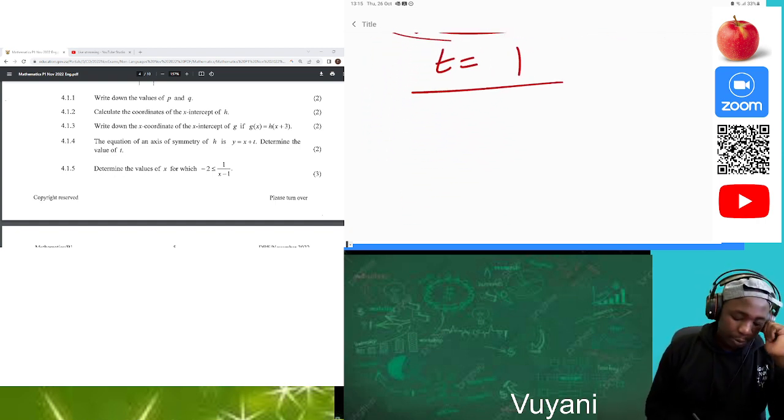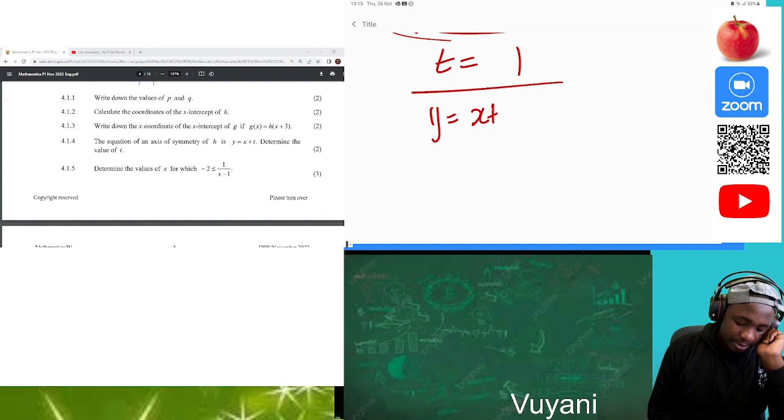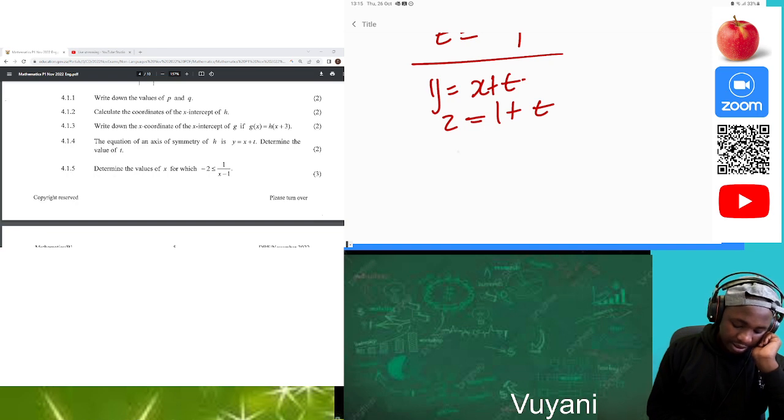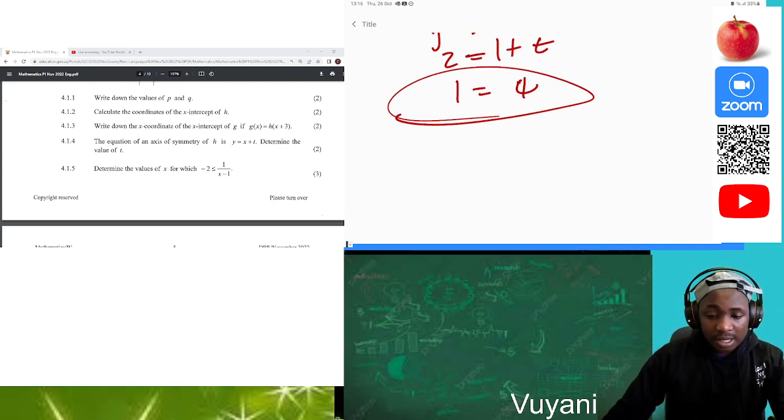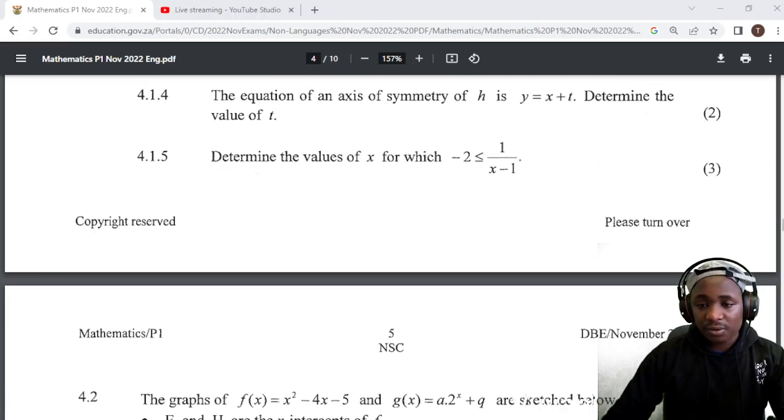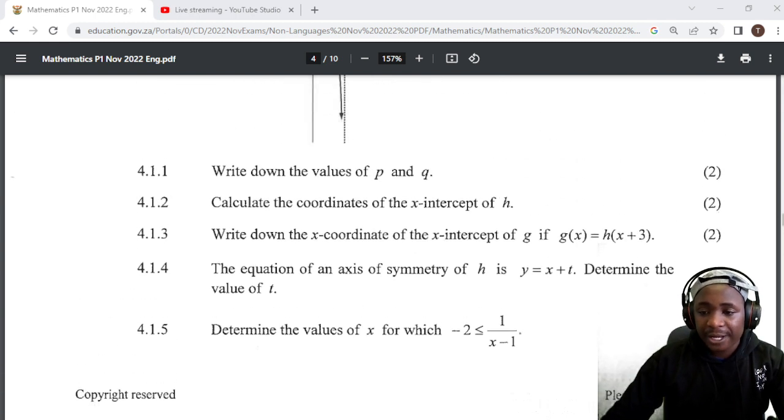Next question. Because literally we have y equal to x plus t, then this can be 2 equal to 1 plus t. By just substituting the coordinate we have, we can literally see that 1 is equal to t. So our t there is just equal to 1. That's why I was saying this is straightforward and easy. Everyone just has to solve it in that particular way.